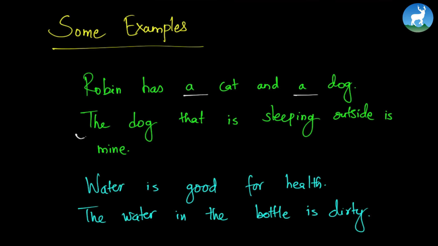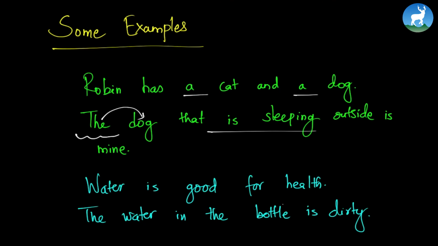The dog that is sleeping outside is mine. Right? So we are referring to a particular kind of dog. So we use the dog that is sleeping outside. We have another clause, that clause, right? So in the second example, the dog is not any kind of dog, but a particular dog.